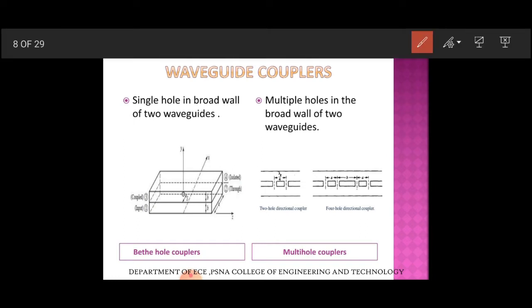Here, I have shown the structure of BT hole couplers and multi-hole couplers. The name BT hole is because we have a single hole in the broad wall of two waveguides. In the case of the multi-hole couplers, we have a number of openings in the broad wall of two waveguides. Usually, the coupling process in these couplers takes place with lambda by 4, that is quarter wavelength, or the hole has to be placed at a distance of lambda by 4 from the side wall of the waveguide.